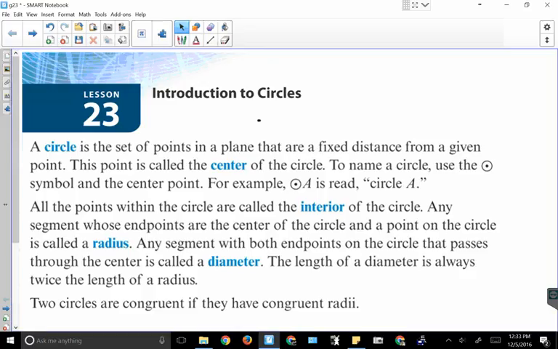Now, the distance that goes from the center to the outside is called the radius. Bicycles, radius. Diameter goes all the way from one side to the other through the center. There's something else called a chord that goes from one side of a circle to another part of the circle without going through the center. But we'll get to that later on. It boils down to two circles are congruent if they have congruent radii.